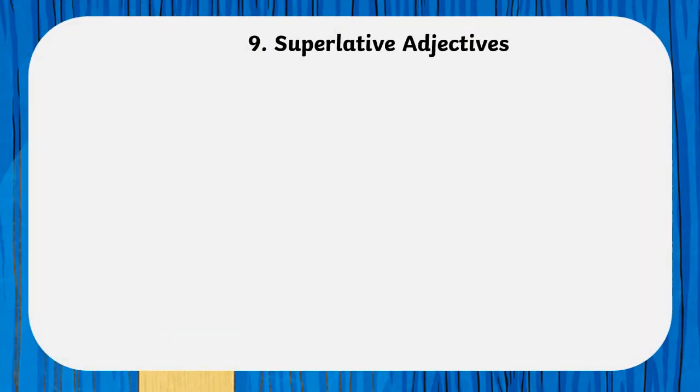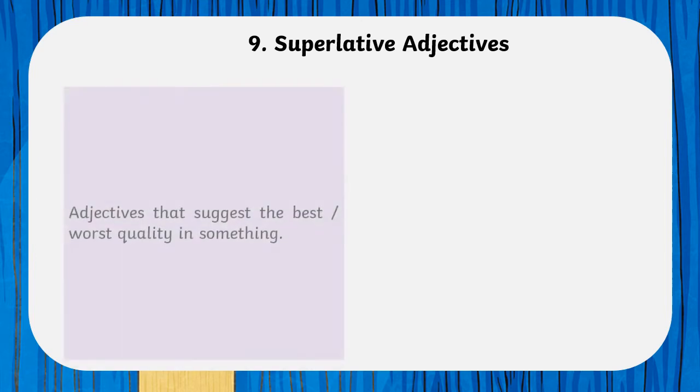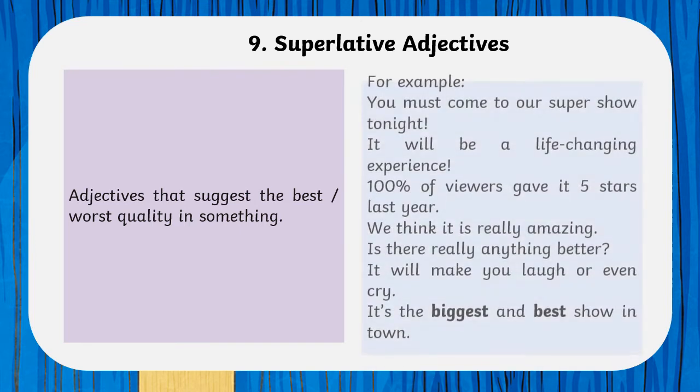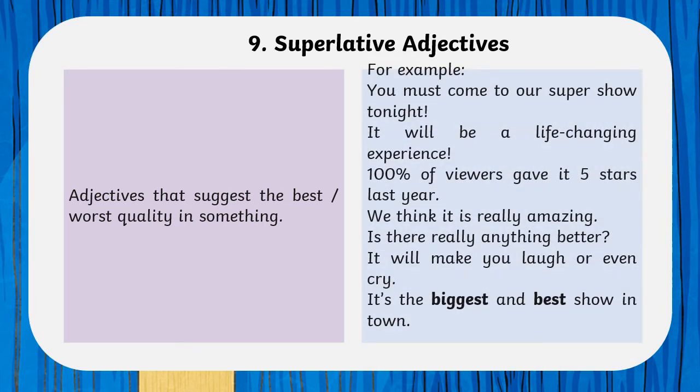The ninth method is by using superlative adjectives. What does this mean? Adjectives that suggest the best or worst quality in something. So in a way, this is kind of an exaggeration as well. It's the biggest and best show in town. So big is the adjective, right? But you're adding superlative to it to make it sound as if it is the best and the biggest, okay? So that's what it means by superlative adjectives.